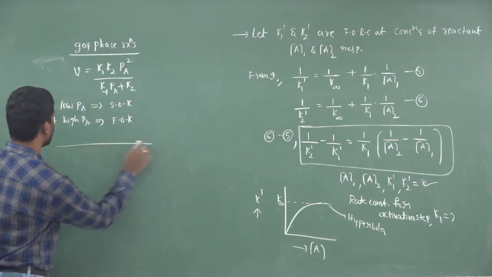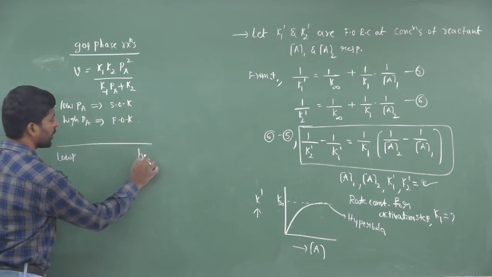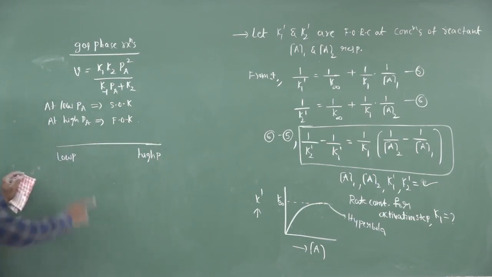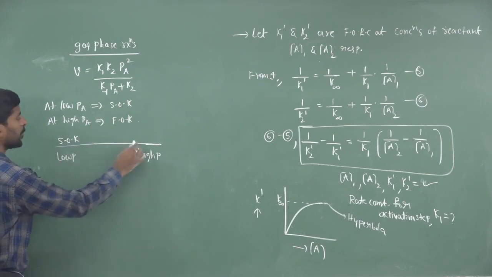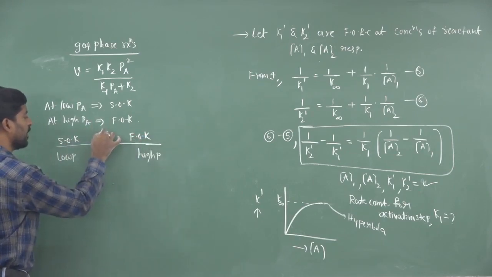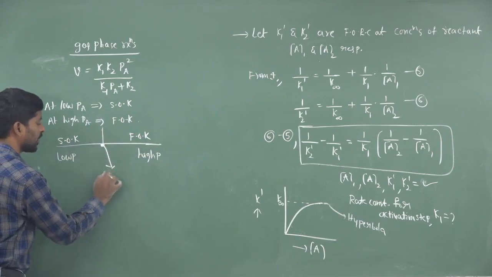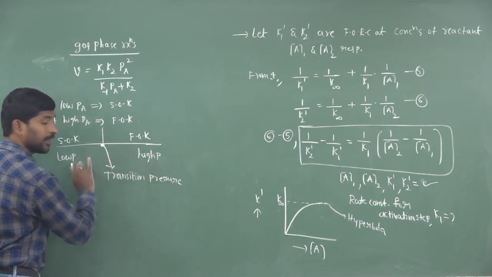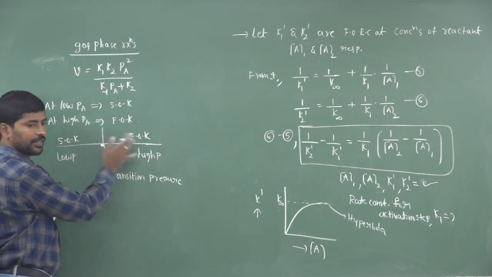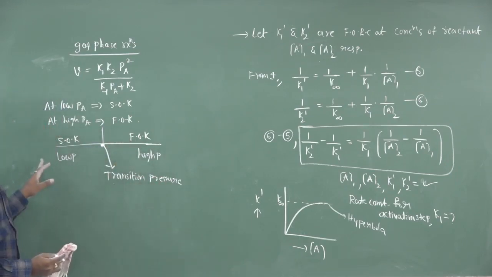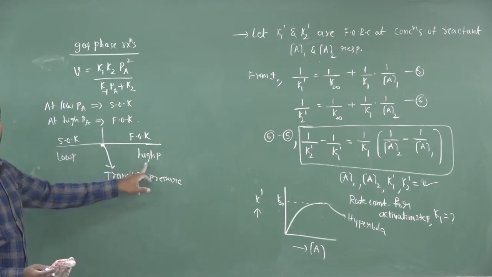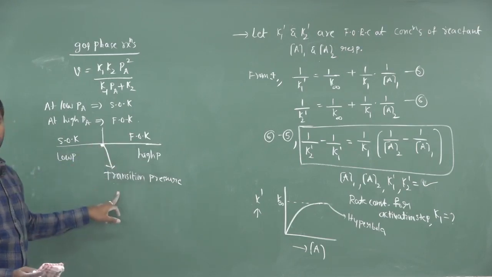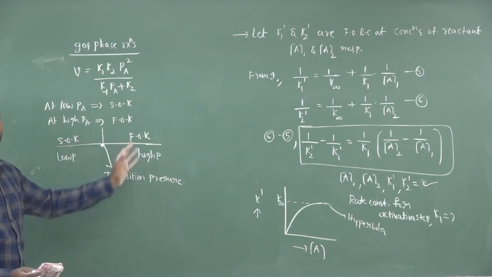Let us consider we are moving from low pressure to high pressure, increasing the pressure of the reactant. At low pressure it follows second order kinetics, and at high pressure it follows first order kinetics. At a particular pressure, which is called the transition pressure, let it change from second order kinetics to first order kinetics.